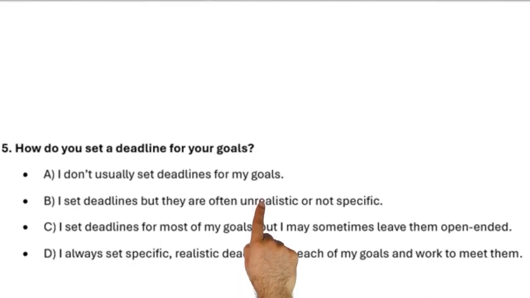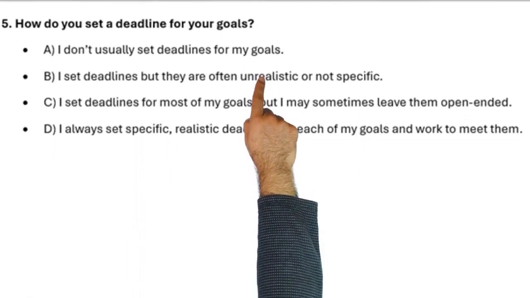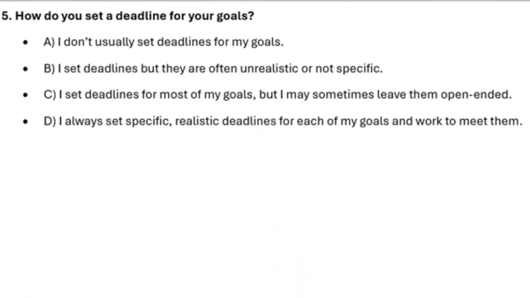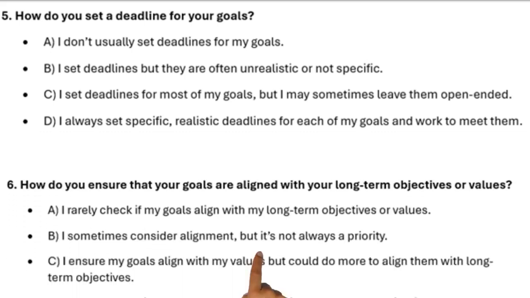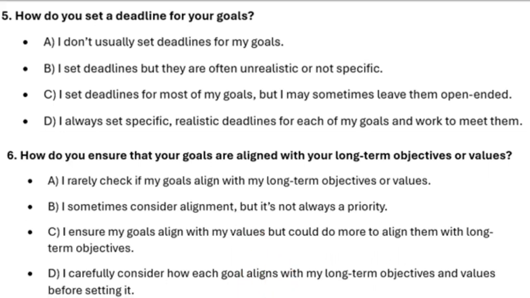5. How do you set a deadline for your goals? A. I don't usually set deadlines for my goals. B. I set deadlines but they are often unrealistic or not specific. C. I set deadlines for most of my goals, but I may sometimes leave them open-ended. D. I always set specific, realistic deadlines for each of my goals and work to meet them.